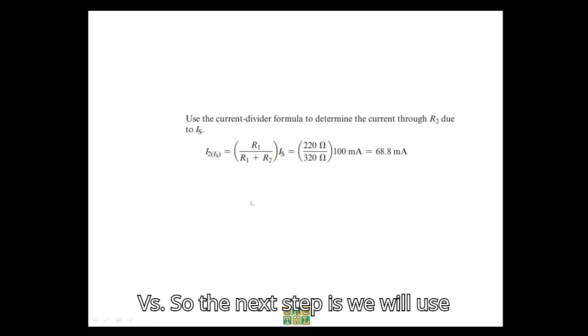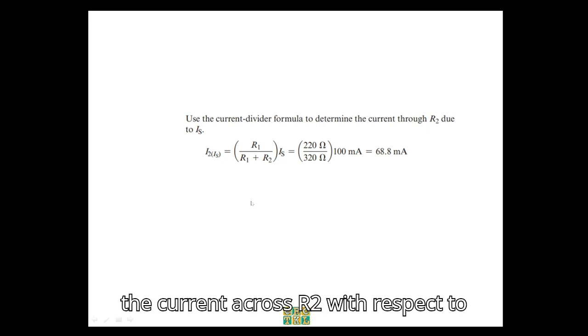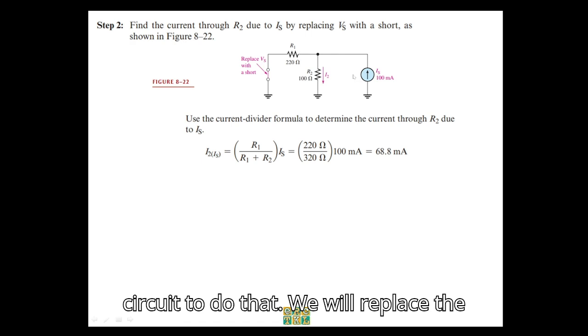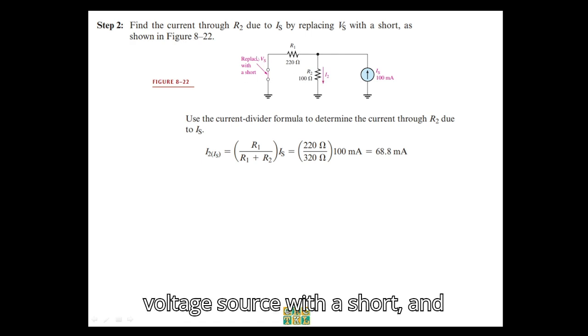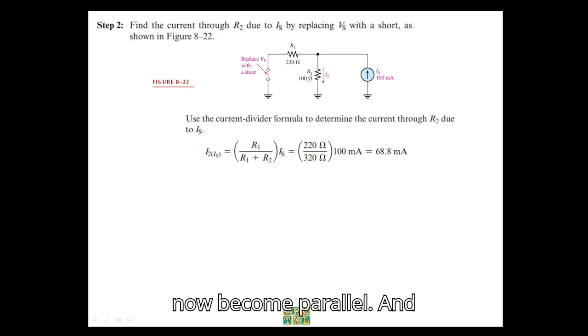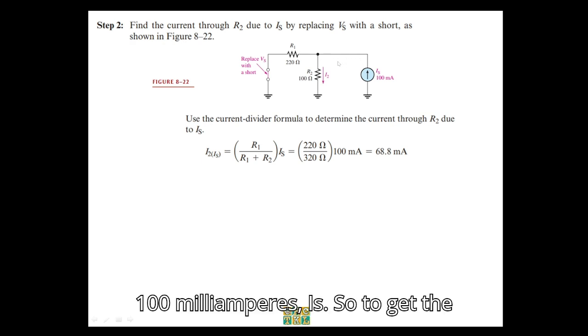So the next step is we will use the current divider formula to determine the current across R2 with respect to Is. And we will be using this circuit to do that. We will replace the voltage source with a short. And so because of that, R1 and R2 will now become parallel, and we have a total current entering this as 100 milliamperes, Is.